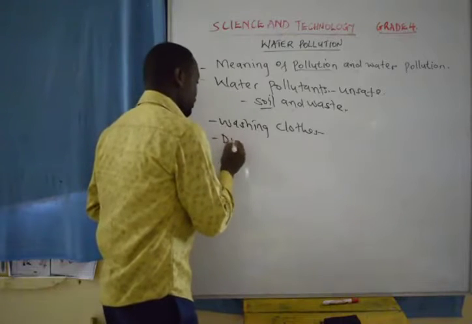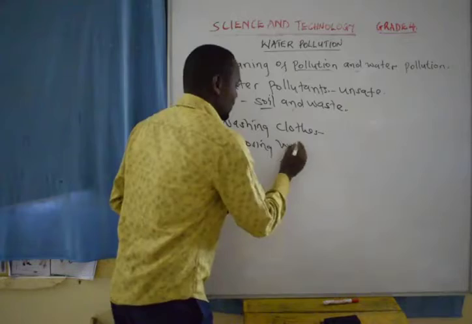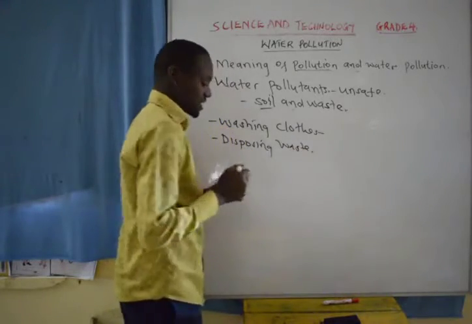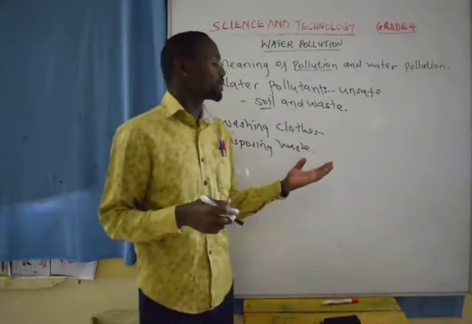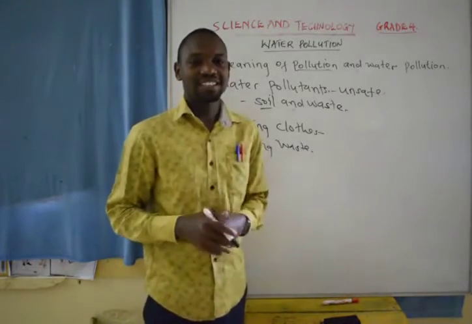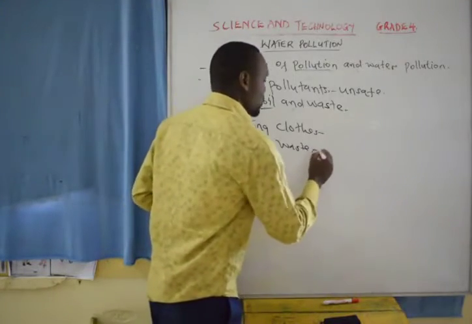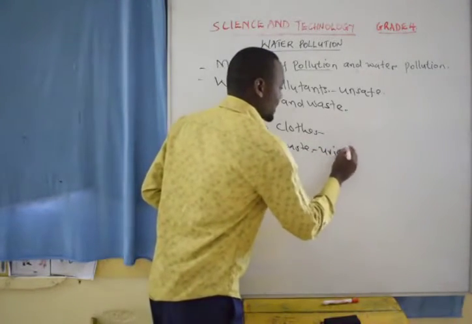Another way is by disposing waste or relieving yourself on the river. For example, especially with the young boys, you'll find them urinating on the water that is on the river. That is a way of polluting water.